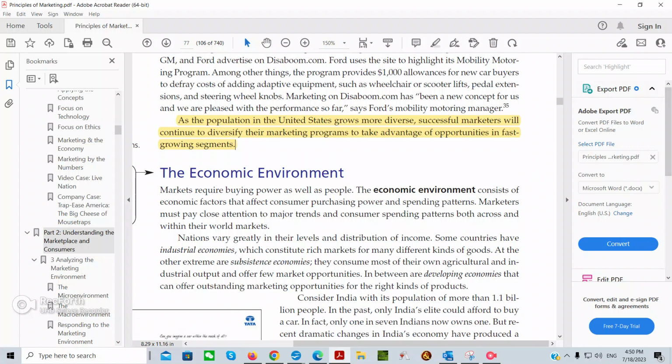Now let's talk about the economic environment. Marketers require buying power as well as people. The economic environment consists of economic factors that affect consumer purchasing power and spending patterns. Marketers pay close attention to major trends in consumer spending patterns both across and within world markets.